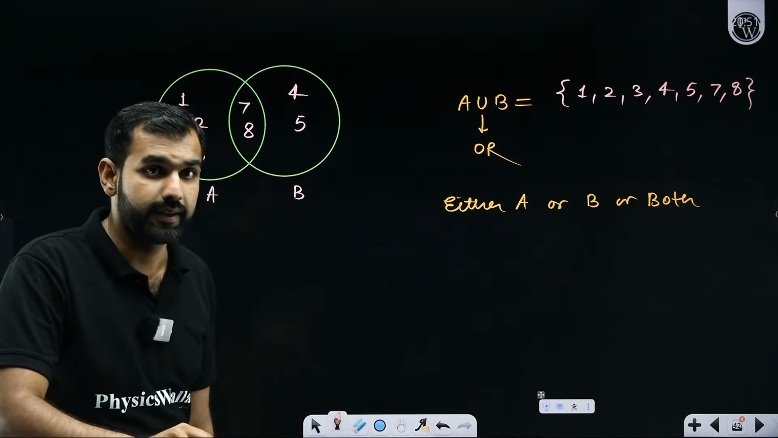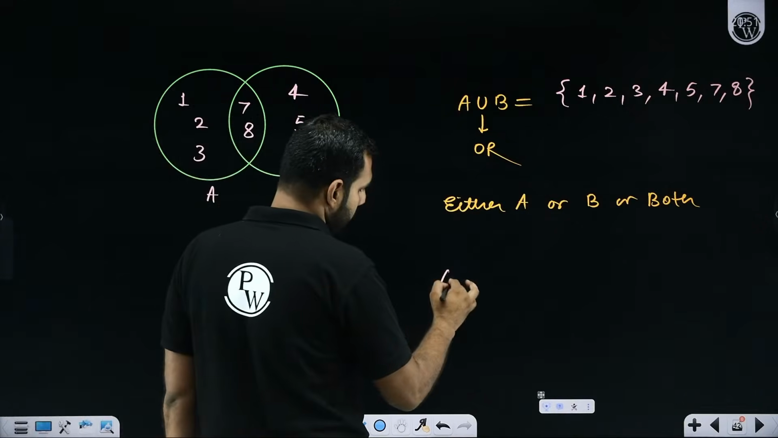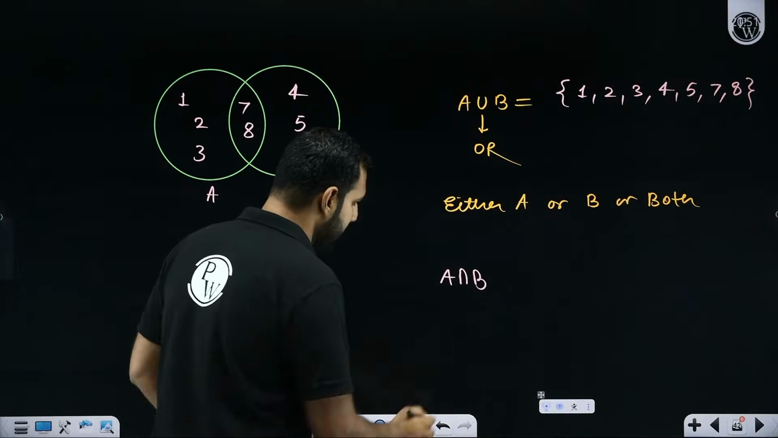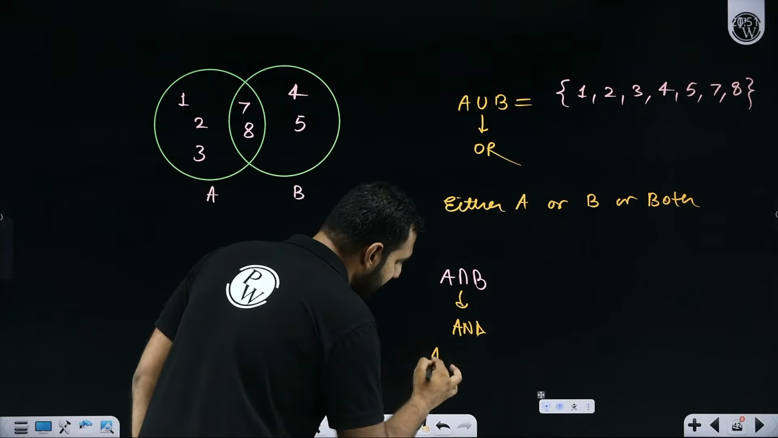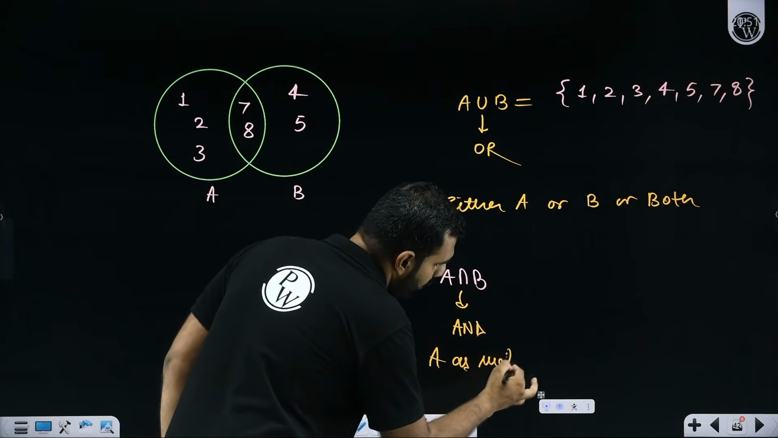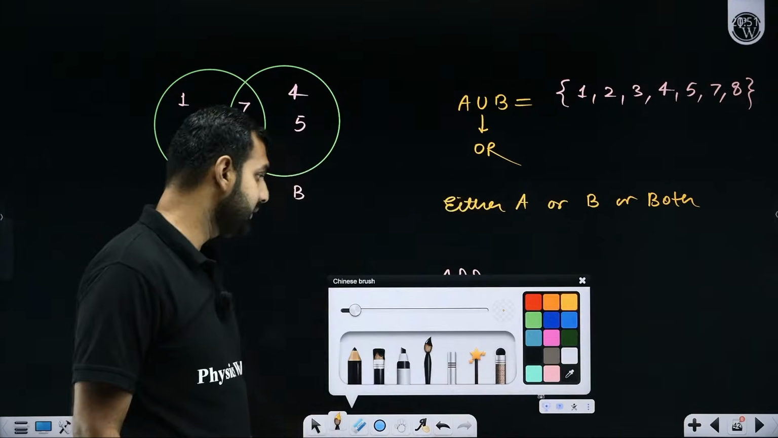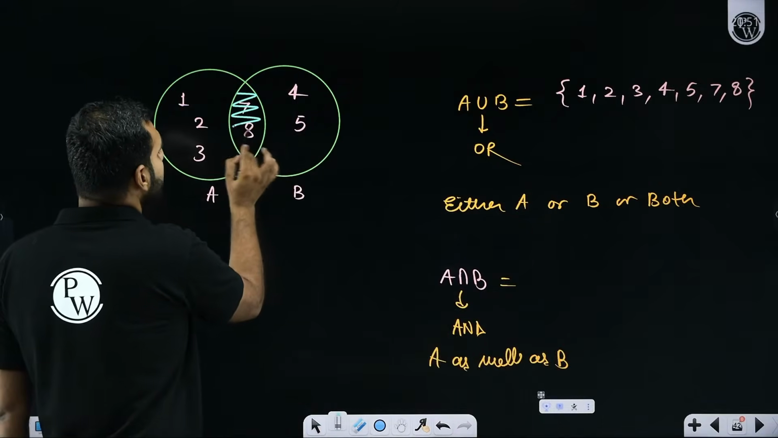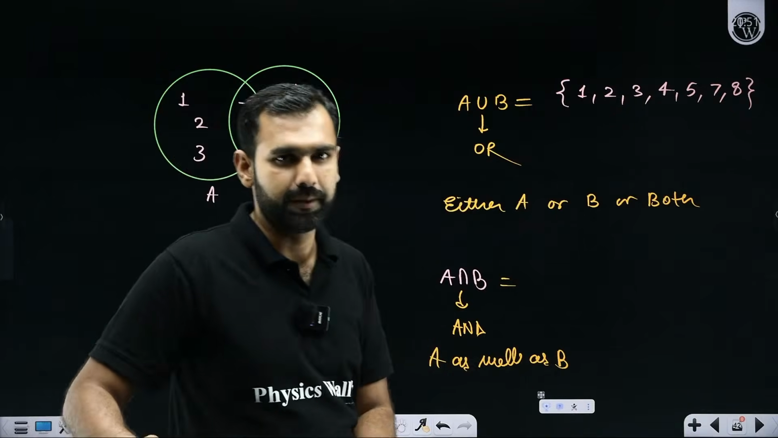Everybody understood the concept of union? Yes or no? All the participants. What if I ask you, what will be A intersection B? Now, intersection in the world of mathematics is read as AND. So, AND means A as well as B. So, what does it mean? It means A and B both must exist. So, A and B both exist in this region. This region belongs to both A and B.